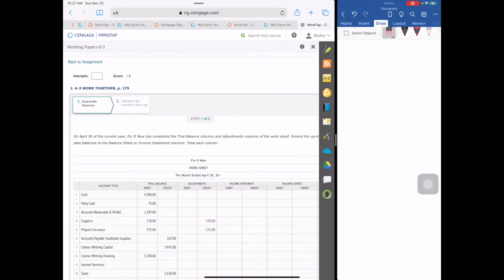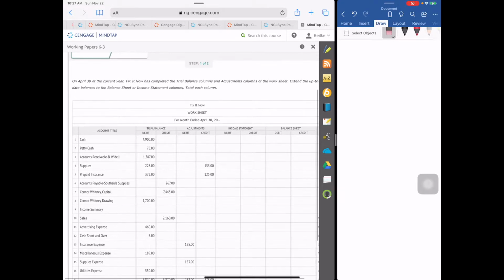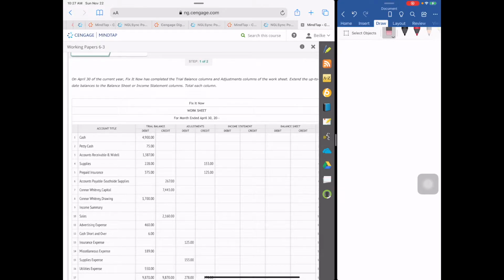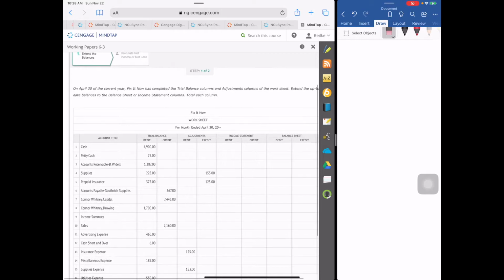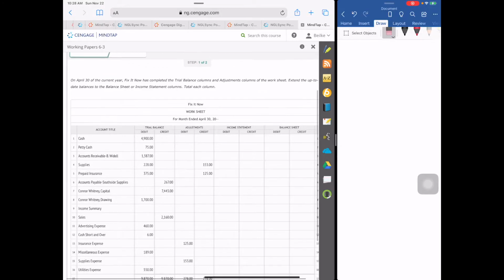Okay, the first part of this is we're going to extend the balances. It says on April 30th of the current year, Fix It Now has completed the trial balance columns and adjustments column of the worksheet. Extend the up-to-date balances to the balance sheet or income statement columns. Remember, with our balance sheet, it is our assets, our liabilities, and our owner's equity, whereas our income statement is revenue and expenses. So let's just take a look at this.